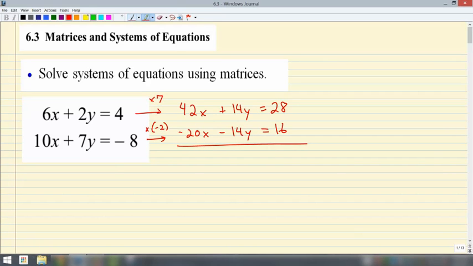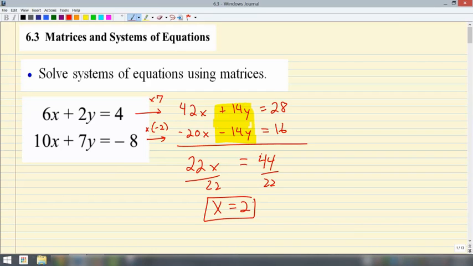And now if we solve this, our y's intentionally cancel each other out. They intentionally go away. They are eliminated. And so when we add these up, we'll get 22x equals 44. We then divide both sides by 22, and we get x equals 2. Remember, this is only half of the solution. We need the y coordinate as well.